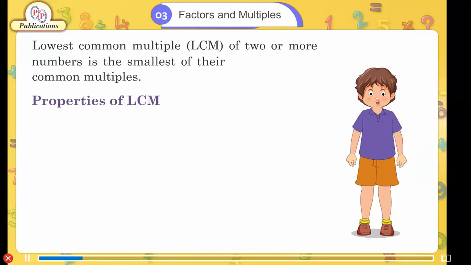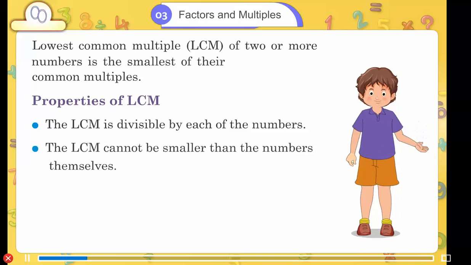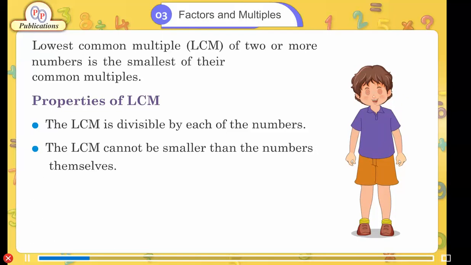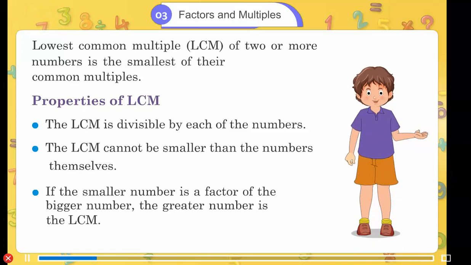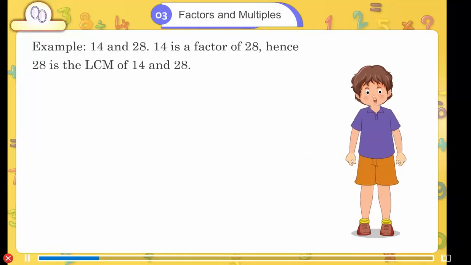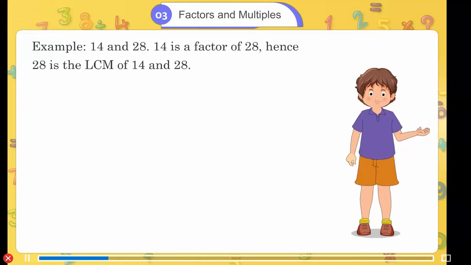Properties of LCM. The LCM is divisible by each of the numbers. The LCM cannot be smaller than the numbers themselves. If the smaller number is a factor of the bigger number, the greater number is the LCM. Example: 14 and 28. 14 is a factor of 28. Hence, 28 is the LCM of 14 and 28.